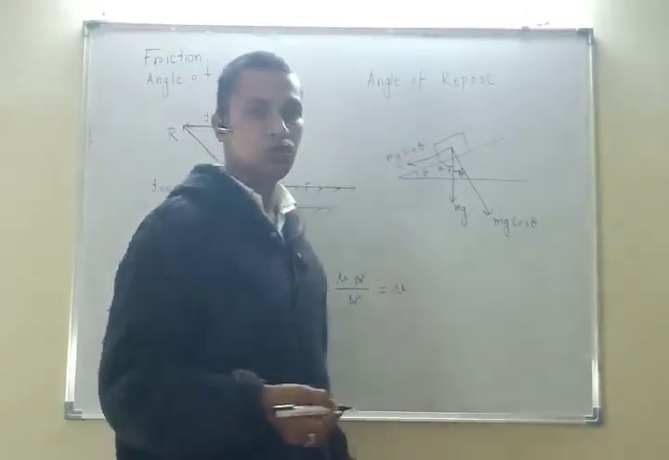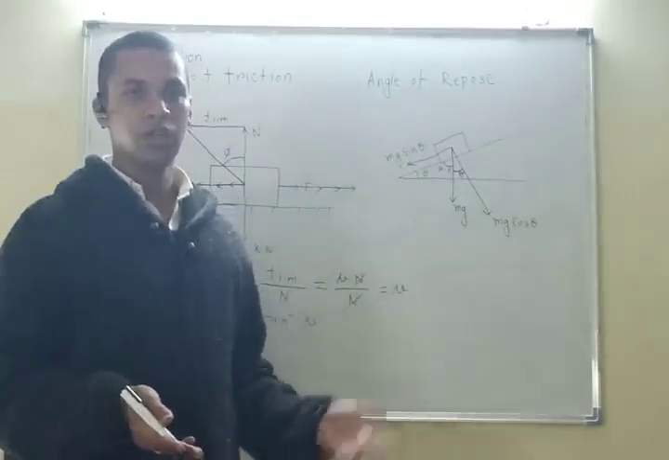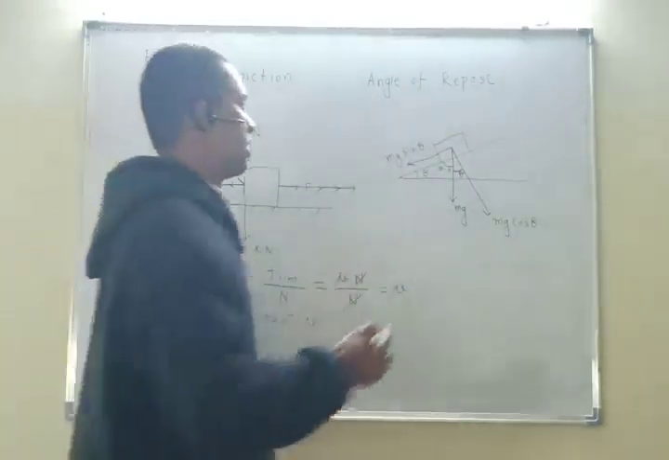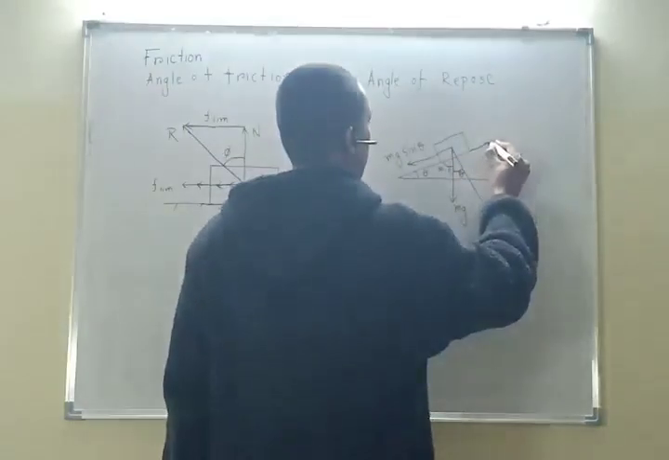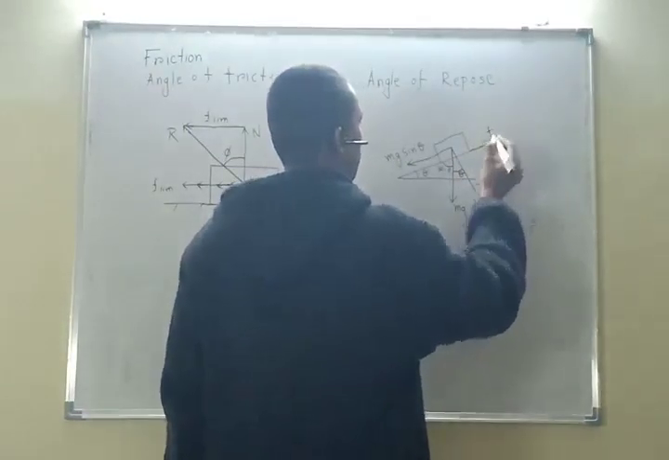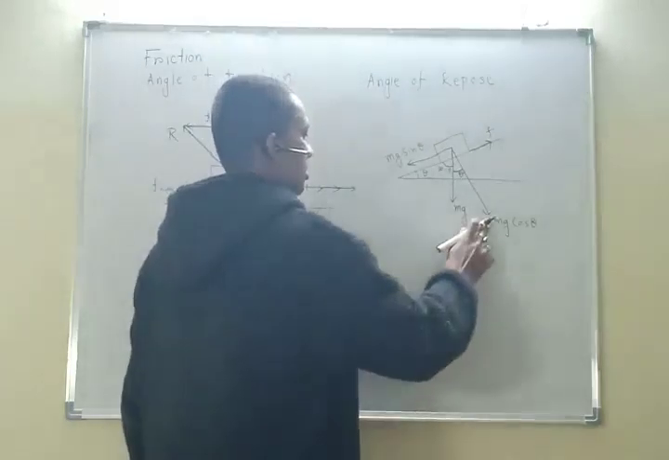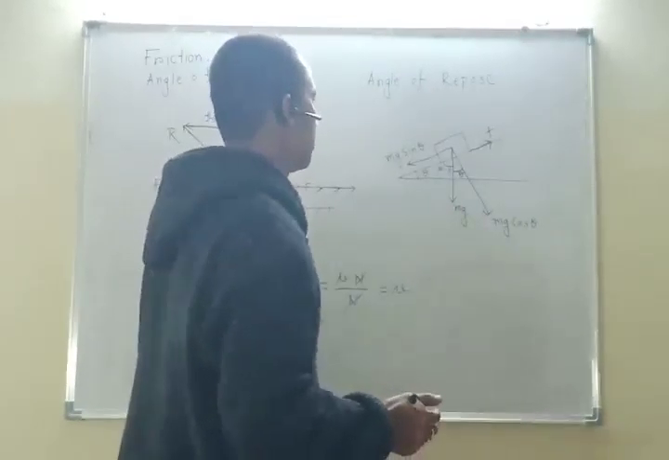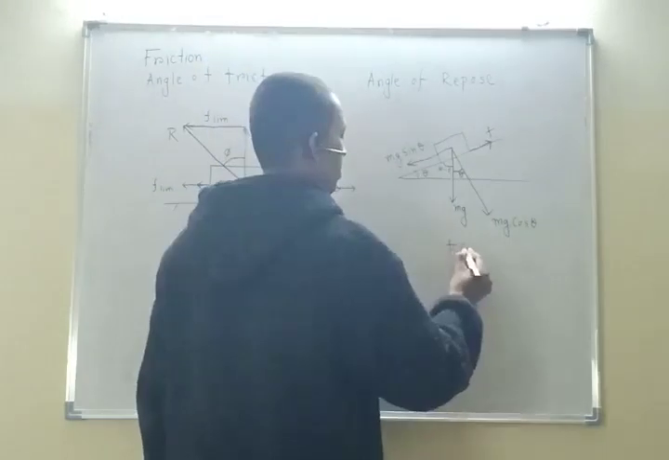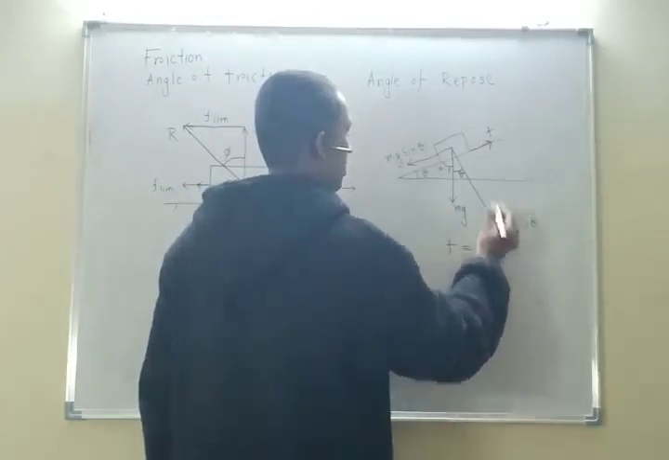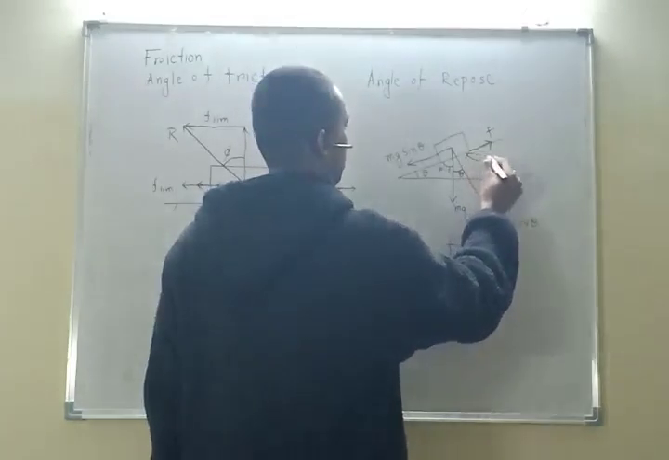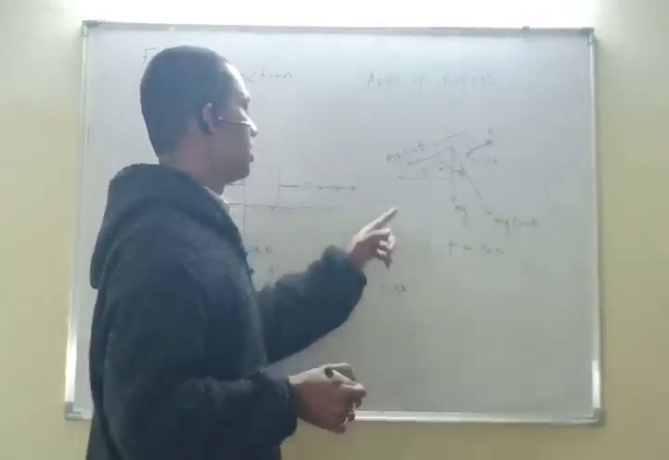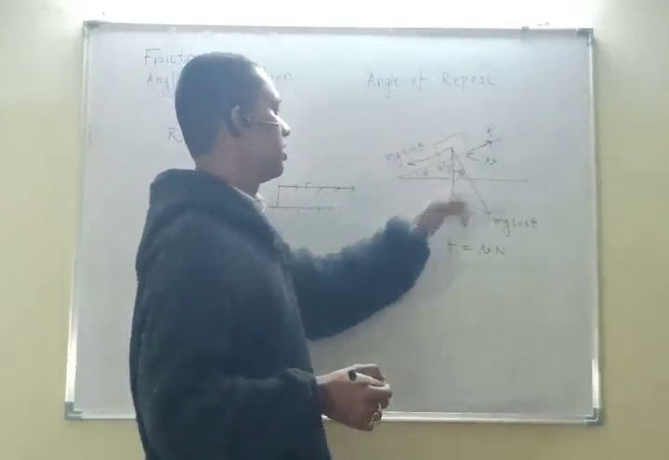This body is slipping for some value of theta. Then frictional force will be generated in which direction? In the opposite direction. The body is slipping like this, so frictional force will be generated in this direction. Now, what is the value of the frictional force? Frictional force F is equal to mu times N. There is a coefficient of friction, mu, between the body and the inclined surface.